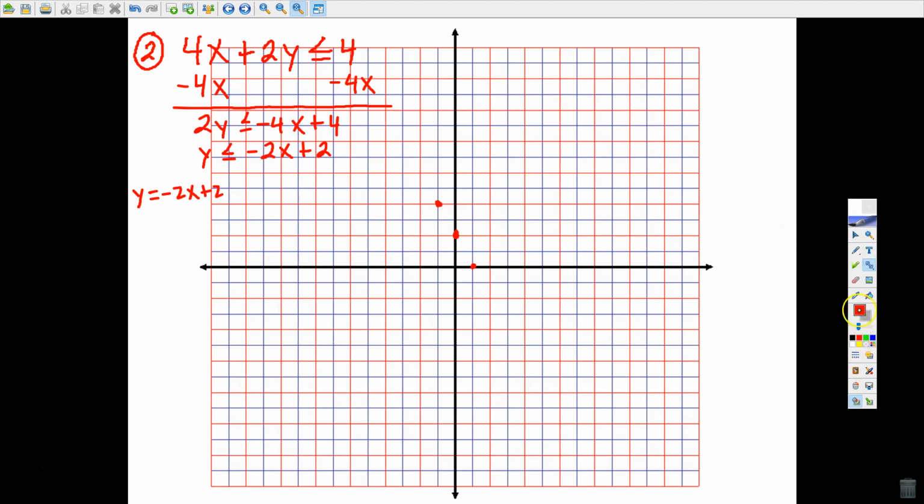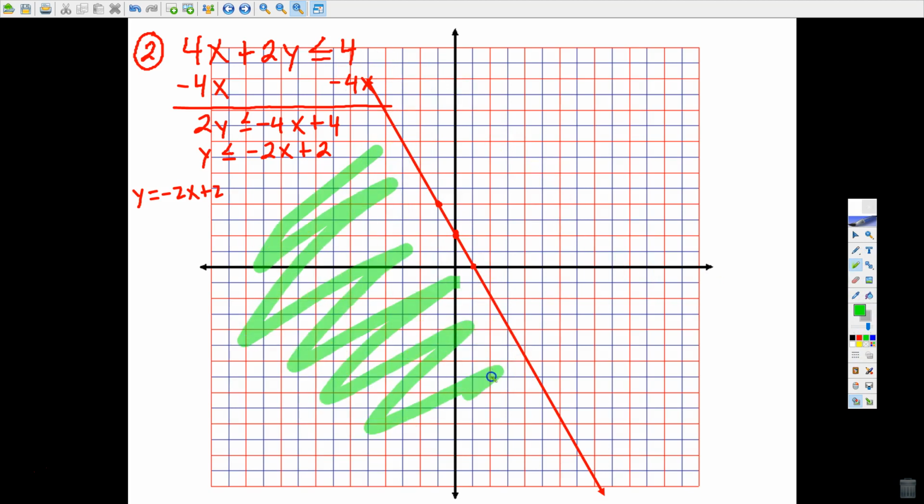Now this time when I draw the boundary line, since it says or equal to, this is going to be a solid line, which basically says that any point that falls on the line itself is part of our solution set. Okay, so there's the boundary line, and I'm going to do the shading based on the inequality. It says less than, and less than for these lines that have slope are below the line. Less than is always below the line.